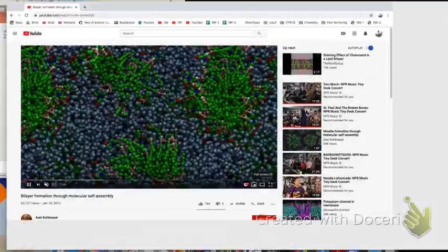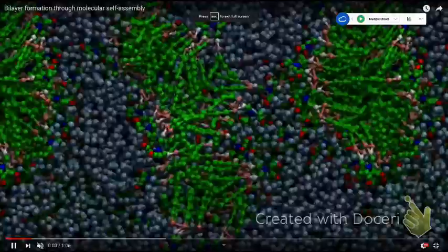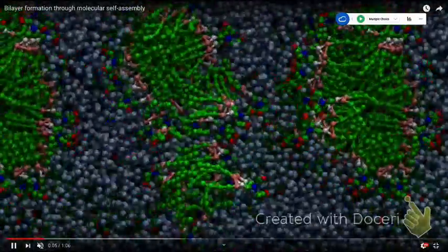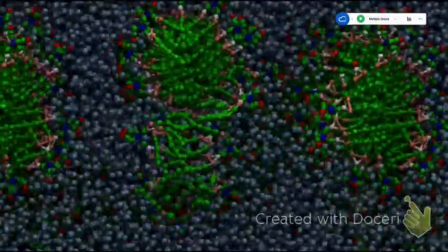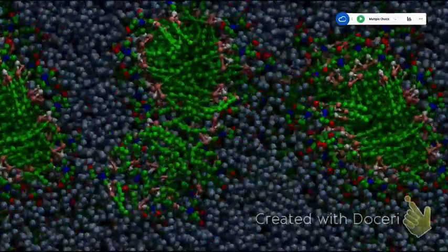So this is a super busy animation. What are all these little gray things moving around? Water. Usually we don't show the water. So in this animation, they showed water.